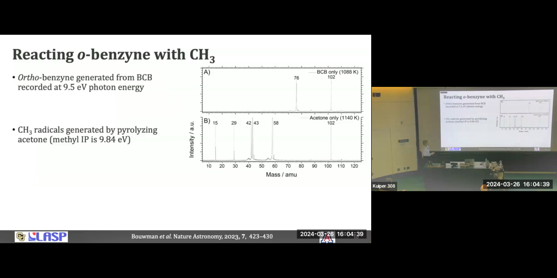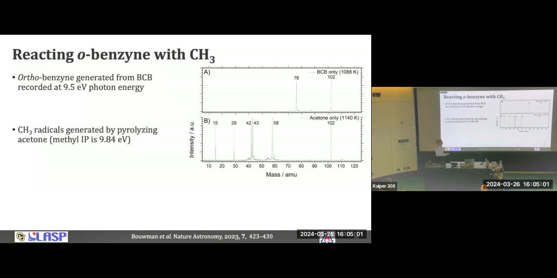So even though we ionized at 9.5 eV, and the ionization potential of methyl is 9.84 eV, so we ionized our species below the ionization potential, you still see a peak at mass 15. If we would ionize at 10 eV, it would go through the roof. So we make abundant amounts of methyl radical.